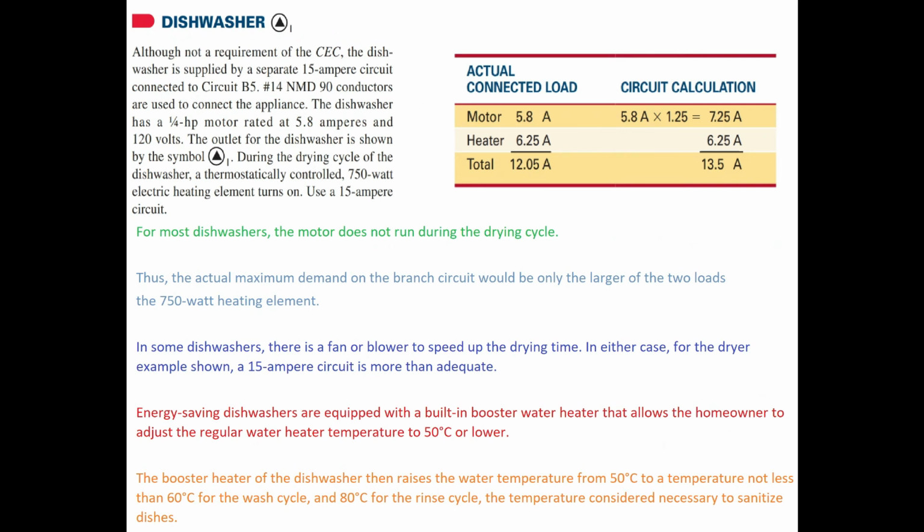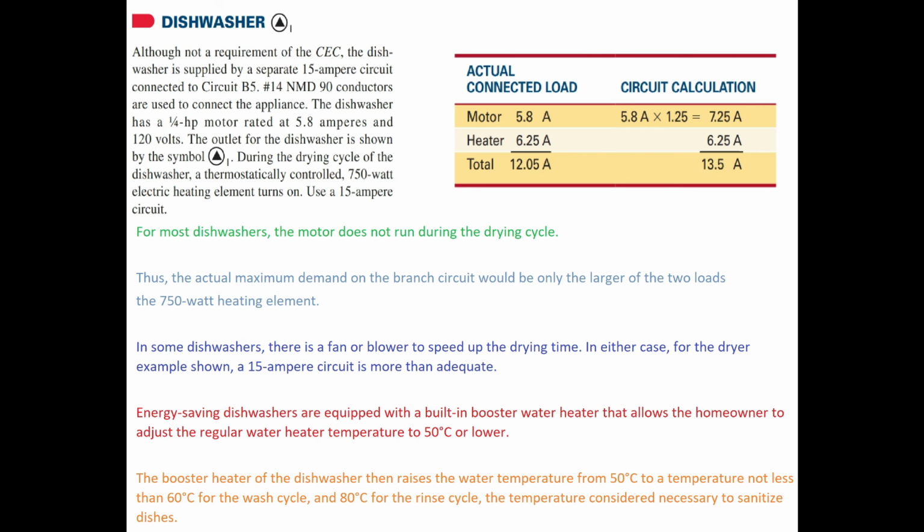Dishwasher. Although not a requirement of the CEC, the dishwasher is supplied by a separate 15-ampere circuit connected to circuit B5. Number 14 NMD90 conductors are used to connect the appliance. The dishwasher has a quarter horsepower motor rated at 5.8 amperes and 120 volts. The outlet for the dishwasher is shown by the symbol I.